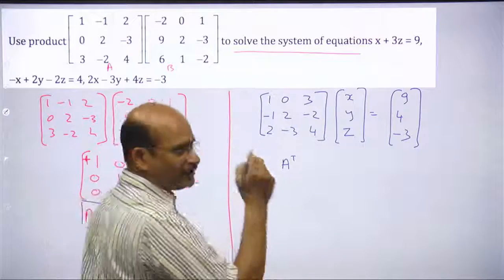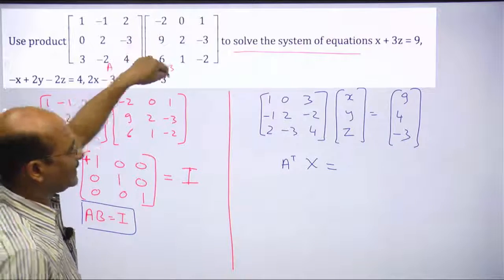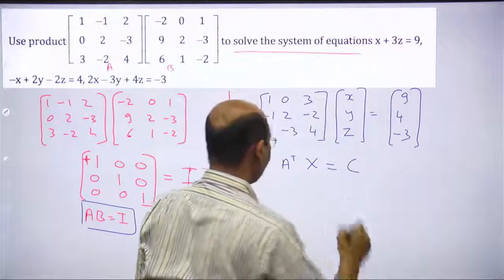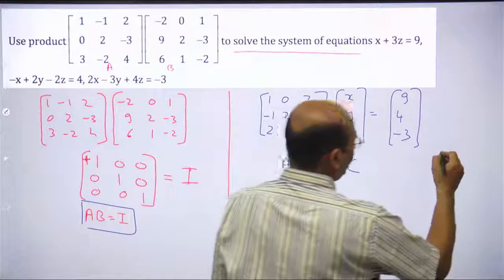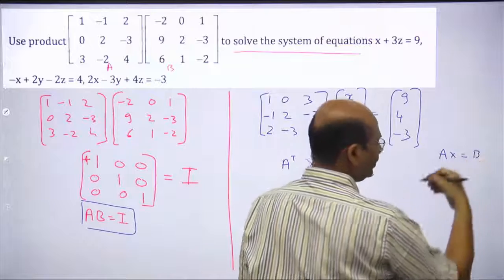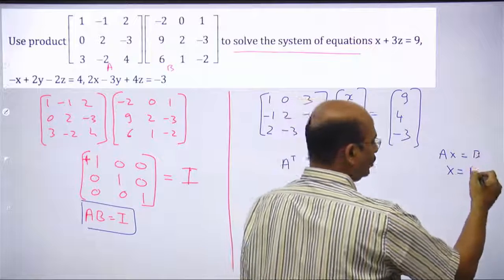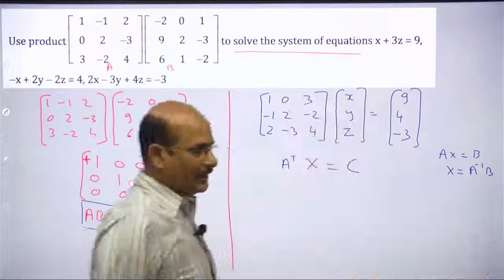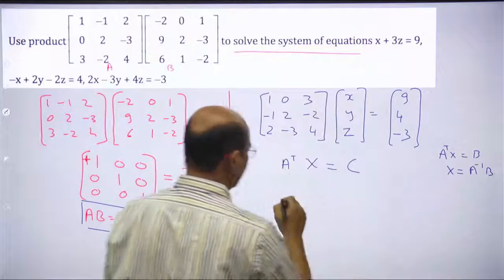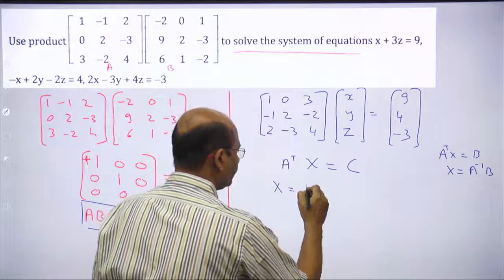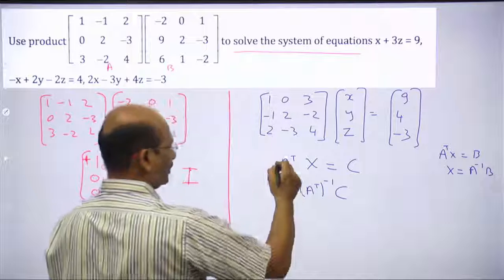Transpose of A, write down. This is the sum which I was really looking for. X is equal to, don't put B, because you have denoted this matrix as B, so you can denote this as C. If you remember, if I say AX equals B, then X equals A inverse B. You all know that, correct? But in this case, it is transpose. So X will be equal to inverse of transpose into C. I take it this side.